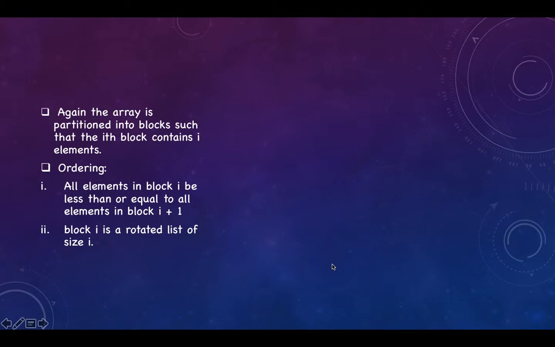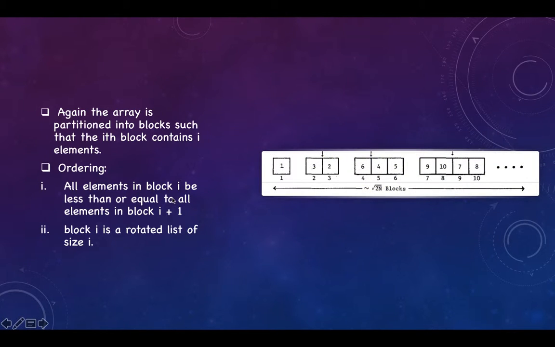Again, the array is partitioned into blocks such that the ith block contains i elements, and the ordering is as follows. All the elements in block i will be less than or equal to all the elements in block i plus 1, and block i is a rotated list of size i. So here you can see that the second block's elements are less than the third block's elements, and every block i is a rotated list of size i.